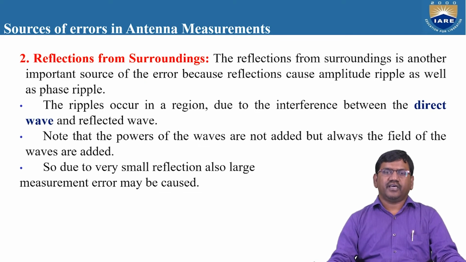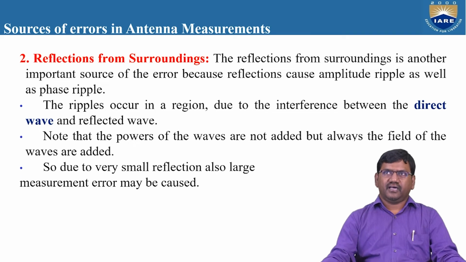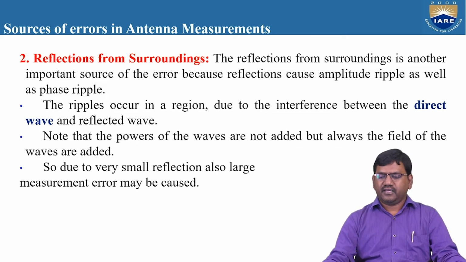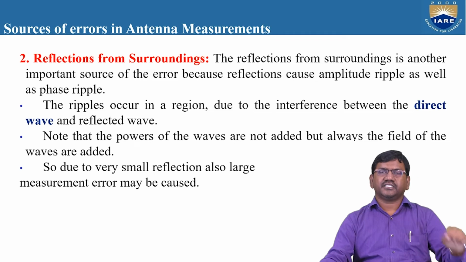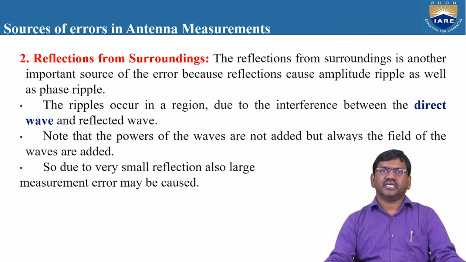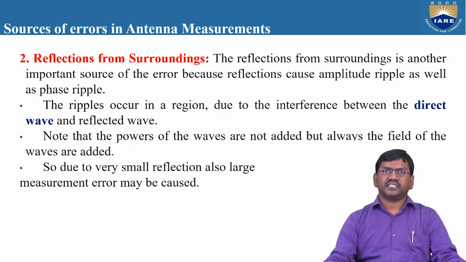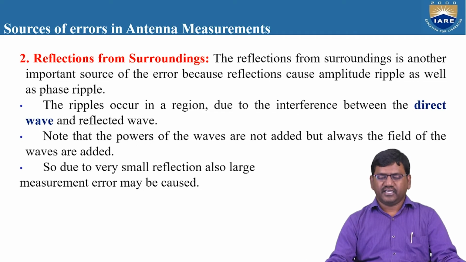The second source of error is the reflections from the surroundings. We know that there are many things in the surroundings. There are many trees, many large industries and buildings around. Whenever we transmit the signal, these signals fall on the buildings and trees and are reflected in different directions. That means the electromagnetic rays fall on the obstacles, and they are reflected and refracted in different directions.